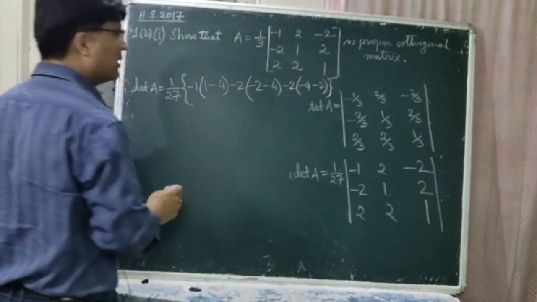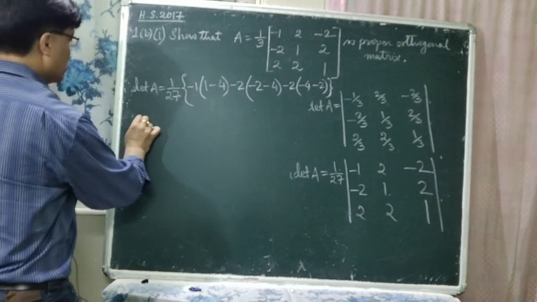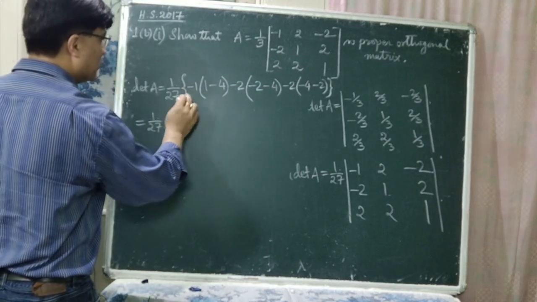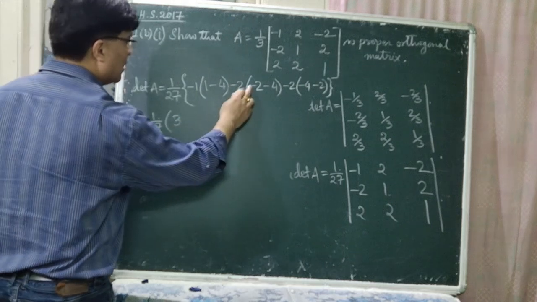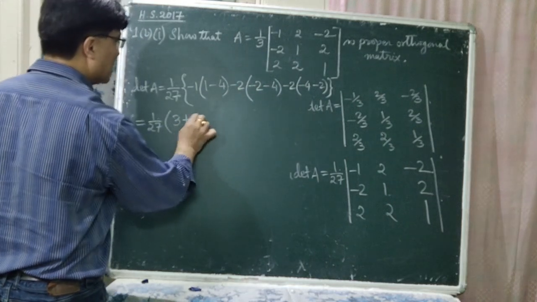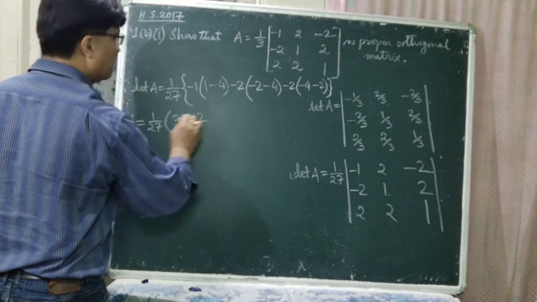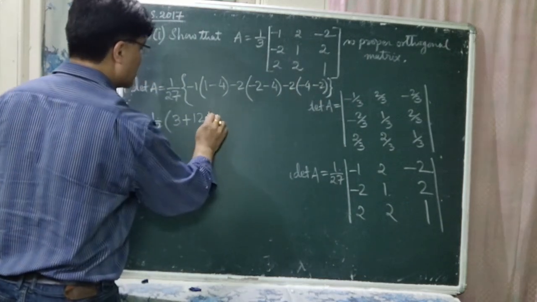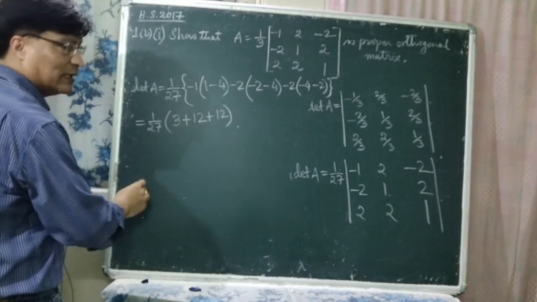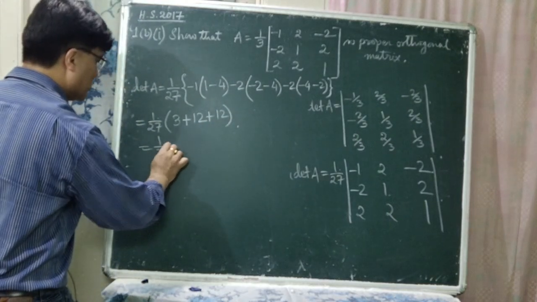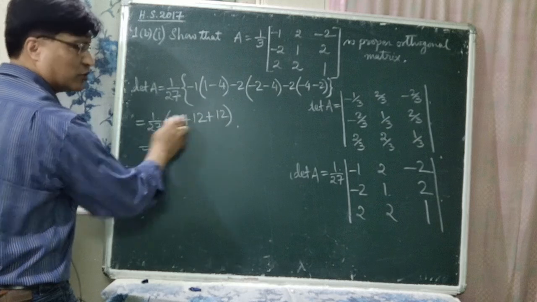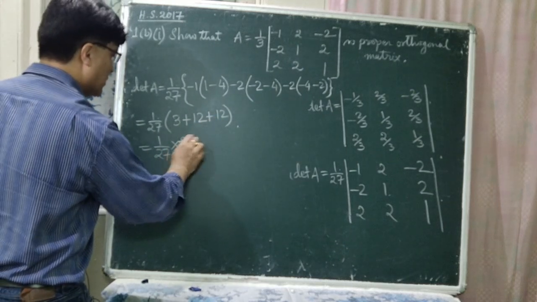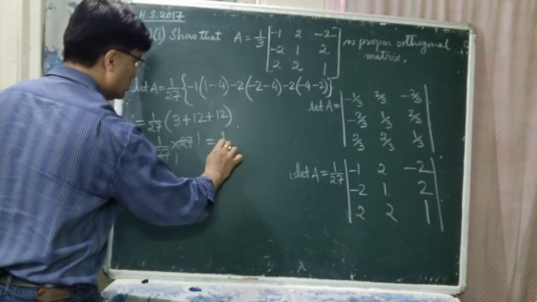Is that clear now? So which is equal to 1 by 27. Within bracket minus 3 into minus 1 plus 3. This is minus 6, minus into minus plus, 6 2s are 12, right? And this is also minus 6, minus into minus plus 12. Is that clear? Which is equal to 1 by 27 into, add those numbers, 12 plus 12, 24 plus 3 is 27. So which is equal to 1.